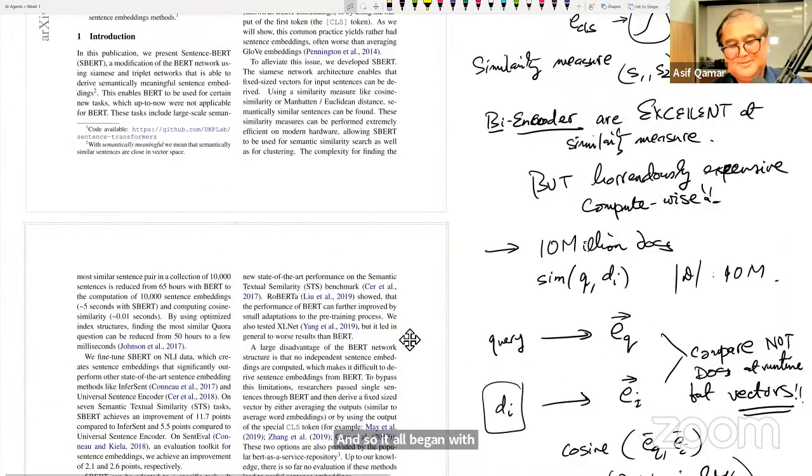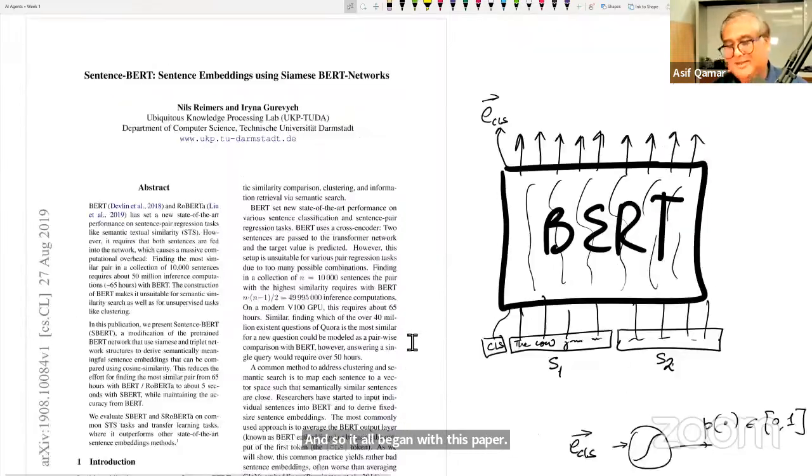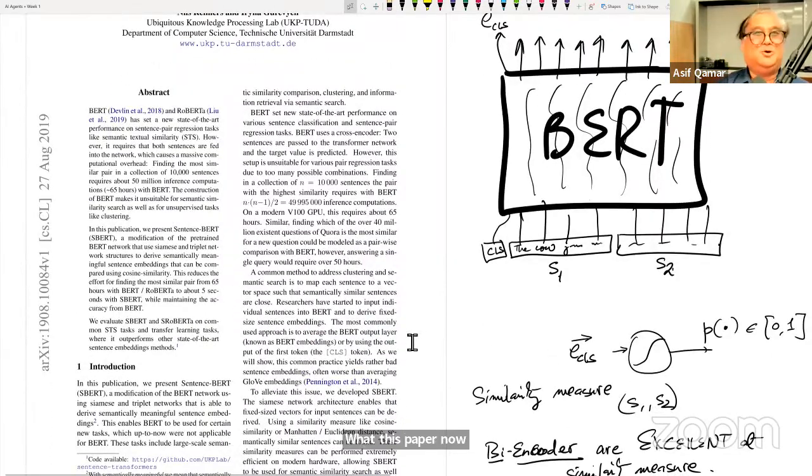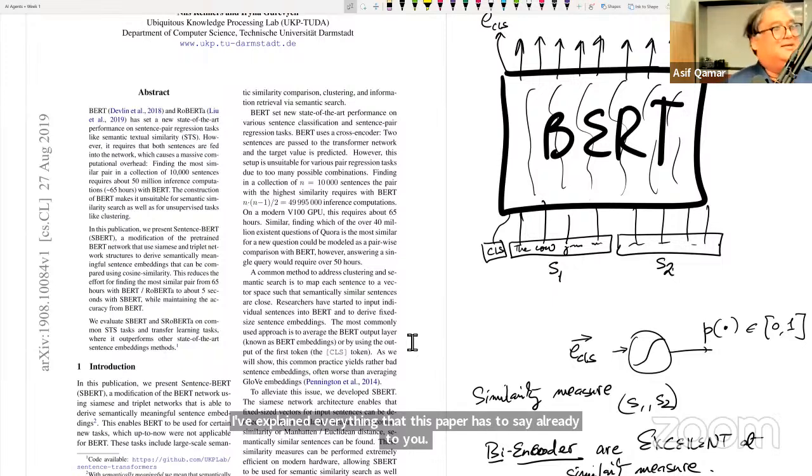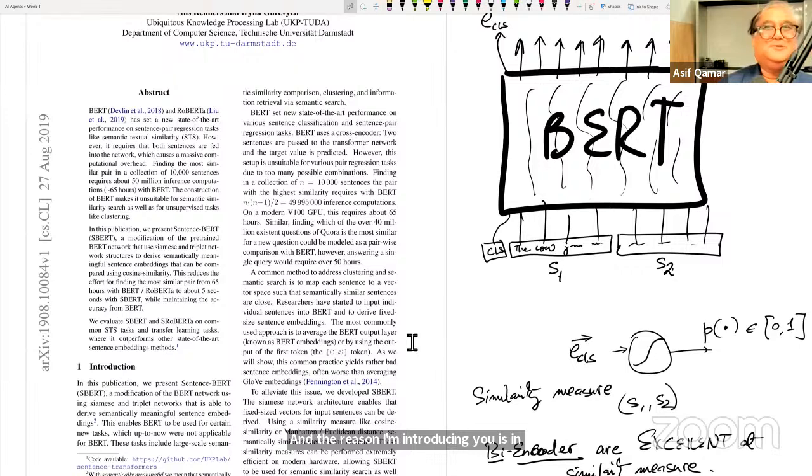What this paper now says, I'll just read it. Because I've explained everything that this paper has to say already to you, and the reason I'm introducing it is that every day I'll cover at least one research paper, so that you develop a habit of reading research papers and finding that they're actually very easy to read. So let's read the abstract.